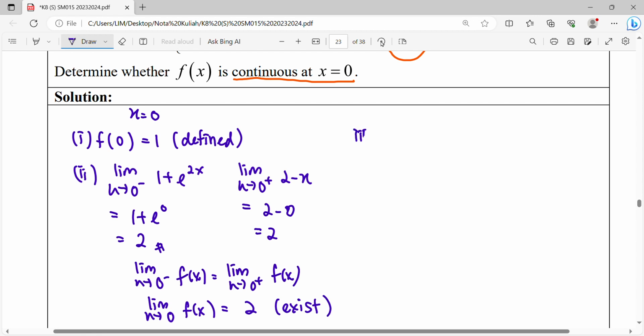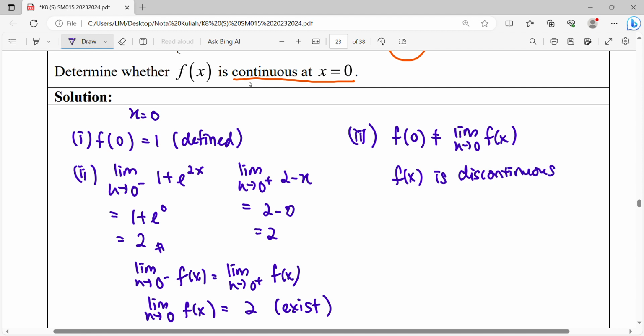Then the third condition, we have to compare whether the coordinate at the point x equals 0 is equal to the limit. Obviously we can see the coordinate is 1, but the limit as x approaches 0 is 2. So f(0) is not equal to the limit as x approaches 0 of the function, so condition number 3 is not fulfilled. Therefore, we can conclude that the function is discontinuous at x equals 0.